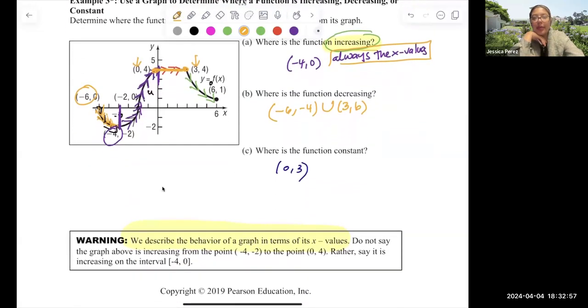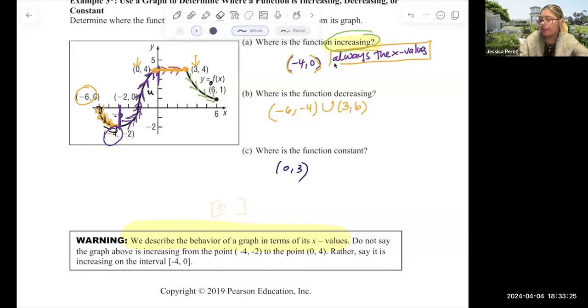Warning, we describe the behavior of a graph by its x values. Do not say above it's increasing. We rather say it's on the interval between -4 and 0. And they have a closed dot. Normally intervals are always open. So you keep them this way. It depends on the textbook. Some textbooks use brackets to define intervals, some open; the majority use open parentheses. So the ones that I have, that's the correct notation. However, it depends on the textbook.